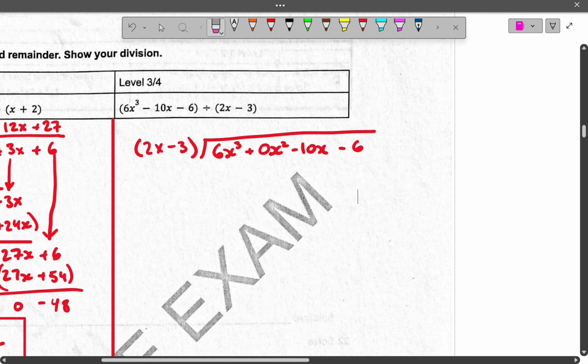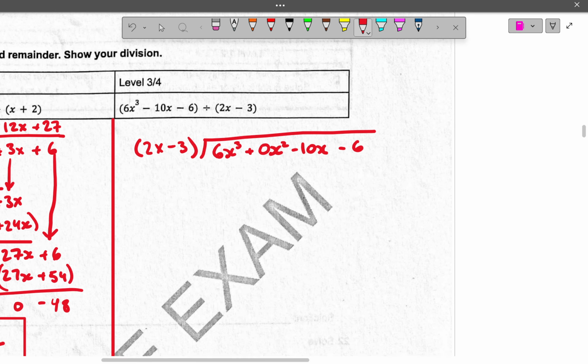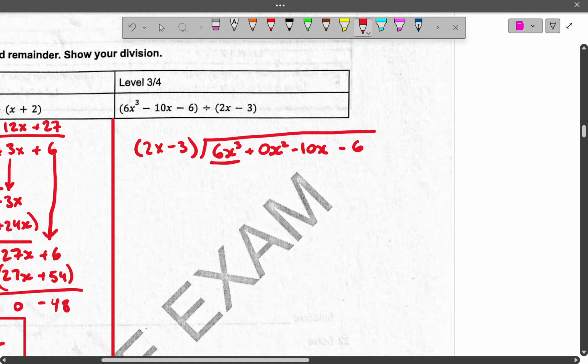So same sort of idea. What we're looking for is, how do I get rid of this leading term? So I need to get, I already have a 2, so I have to be aware of that. So 2 times 3 will give me a 6, so I'm going to have a 3, and I need it to be degree 3. Right now I have only degree 1 here, so I need to add 2 more degrees, so I'm going to have to put 3x squared on the top, and then 3x squared times 2x will give me 6x cubed. And I do the same with the next term. 3x squared times negative 3 is negative 9x squared, and then I subtract these two.